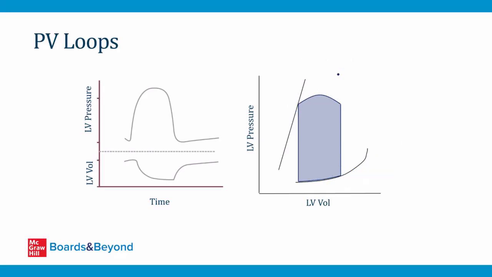Let's talk about what's going on with the valves at different points in time on the pressure volume loop. So shown here is an M on the left side. That's when the mitral valve closes.